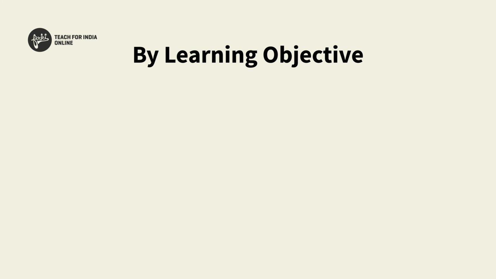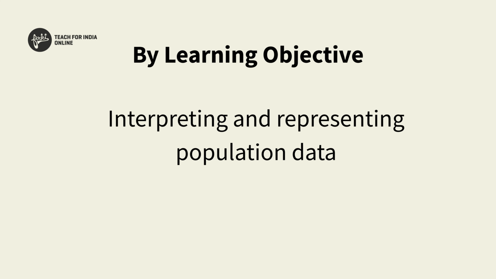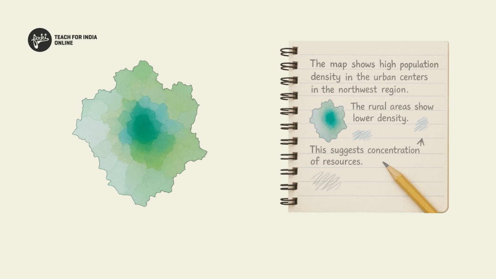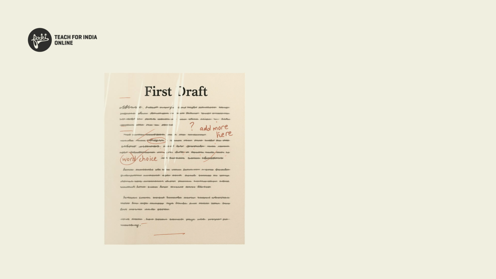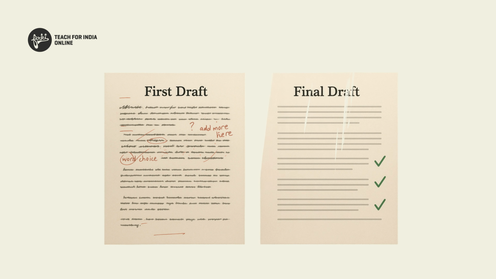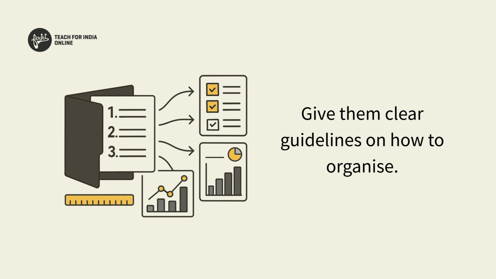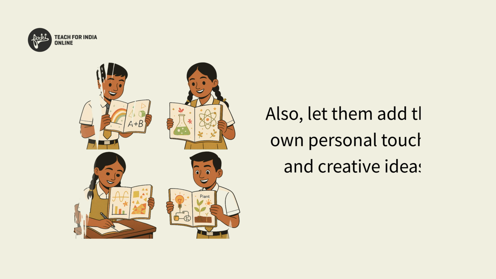By learning objective. For example, if the learning objective is interpreting and representing population data, the portfolio might include a student-created map showing population density and a short written explanation of what the map reveals. Or even by focusing on growth and revisions for certain skills, like putting the first draft of an essay next to the final version to show how much it has improved. Give them clear guidelines on how to organize, but also let them add their own personal touches and creative ideas.